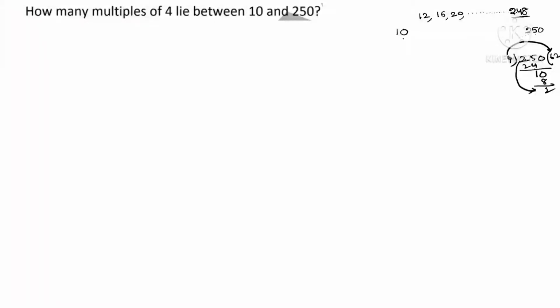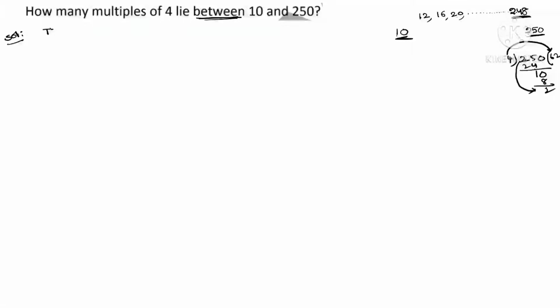That means in between 10 and 250, the starting multiple of 4 is 12. After that 16, next 20, and the ending number, can you guess? 250 is not divisible by 4. We want only in between. In between means we should not take this 10 and 250, even if they are multiples of 4 also, because the word mentioned here is between only. So what is the last number which is a multiple of 4? 248. So now I am writing the solution.